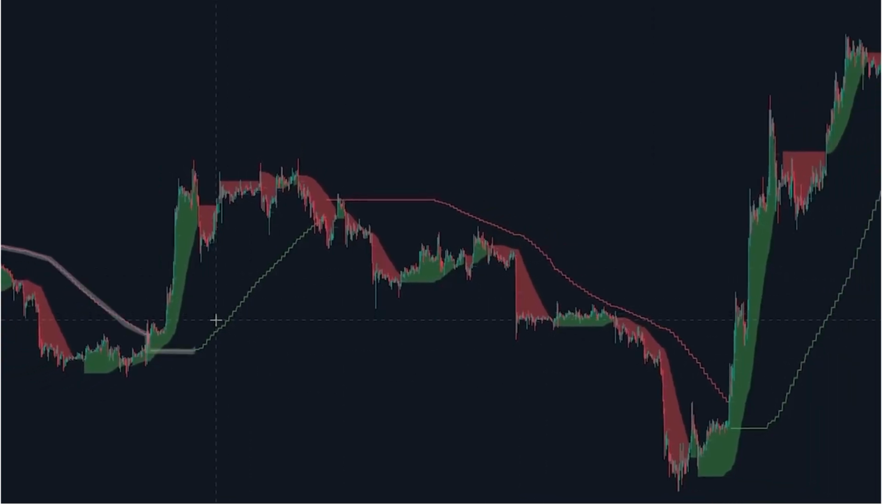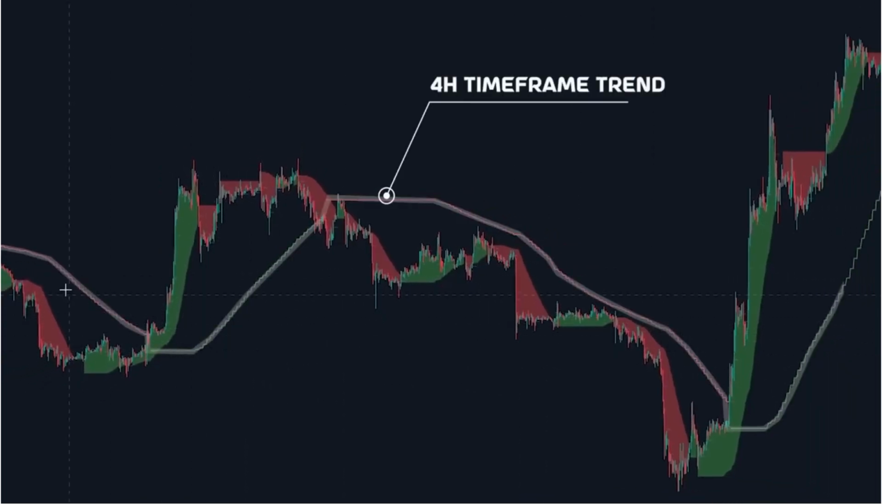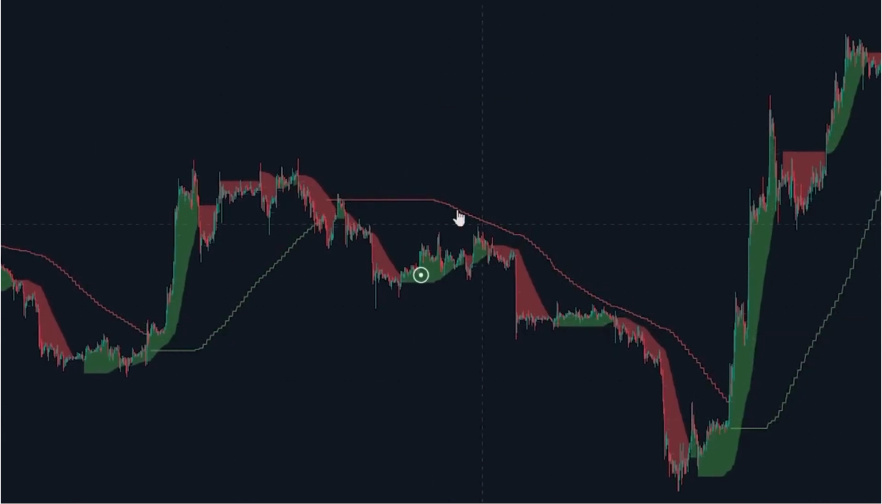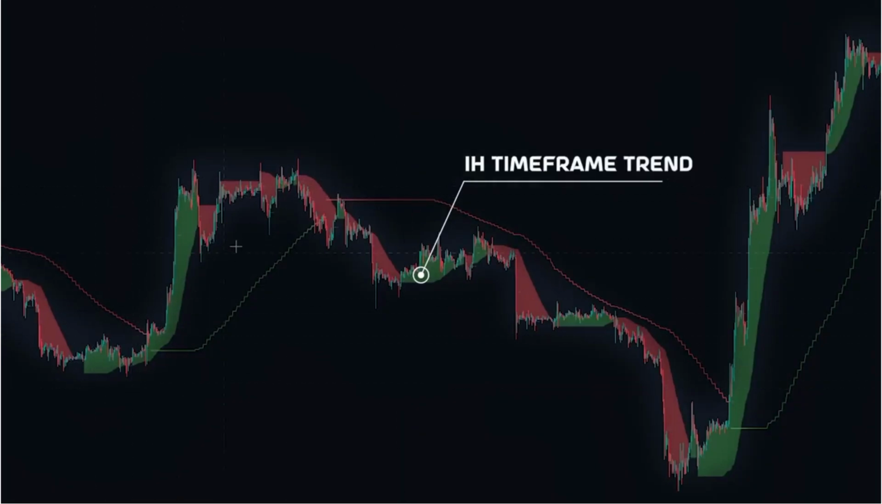This is because the line that is plotted represents the trend in the 4-hour time frame, meaning that it showcases the greater long-term trend that is playing out. On the other hand, the highlighted cloud that is plotted represents the trend in the 1-hour time frame, showing us the mid and short-term trends.